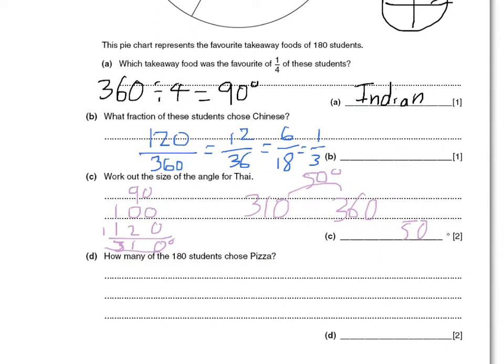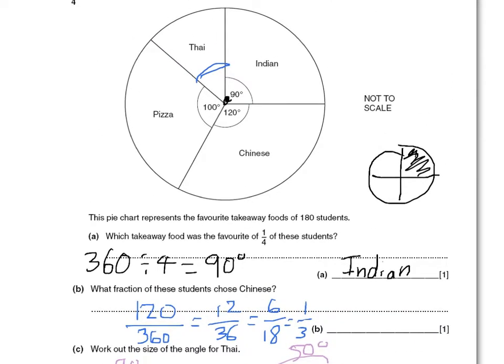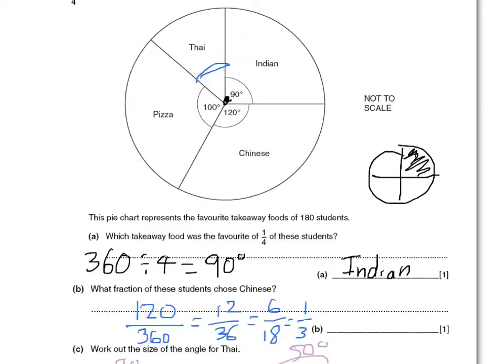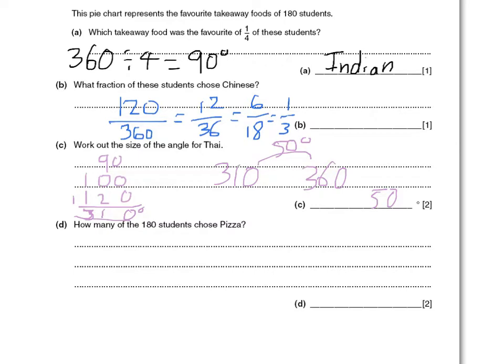And finally, how many of the 180 students chose pizza? So we know, yet again, that it's 360 degrees around the point. And we know that in our survey 180 students were asked. So we need to find out how much one person's worth. If we know that 180 students are worth 360 degrees, we want to know what one student's worth in degrees.